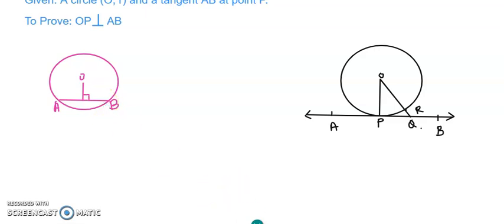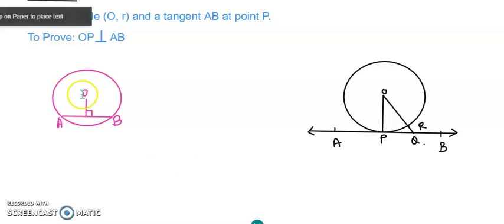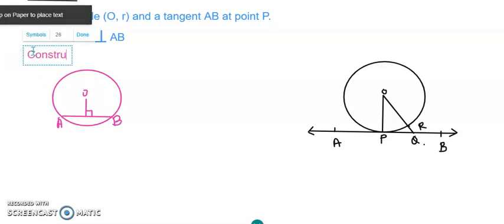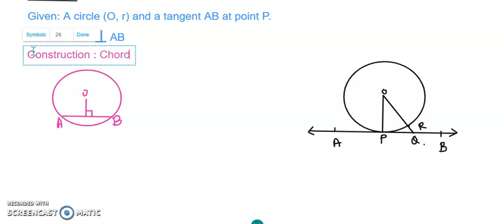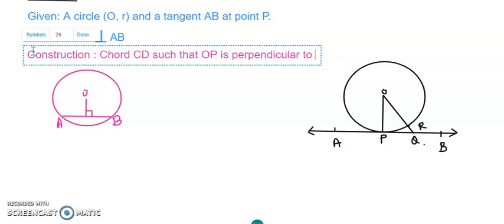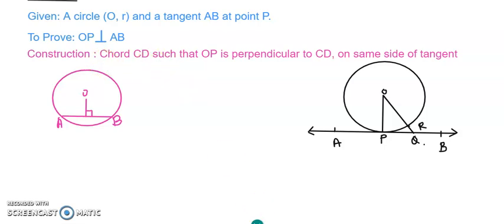So using something like this, we are going to do a construction here, where we construct a chord, let's say CD, on the circle, such that OP is perpendicular to CD, and it's on the same side as the tangent. Clear? So that means I'm going to construct a chord which is perpendicular to OP and is on the same side of the tangent.